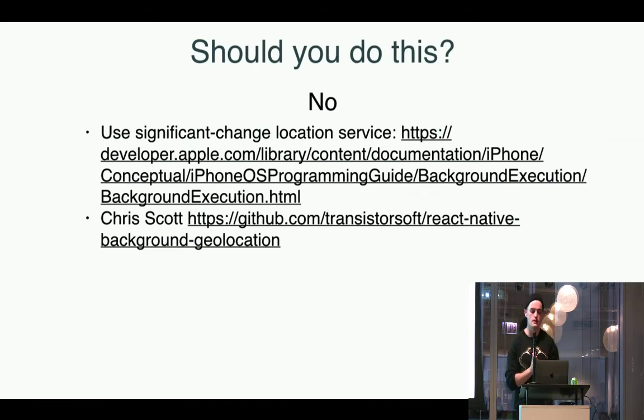The other option, if you really don't want to deal with a lot of this native stuff, is Chris Scott from TransistorSoft. He has a really awesome library, React Native background geolocation. He is a super responsive guy. The iOS version is open source and free. He charges like $400 for the Android version, which would be a lot less expensive than hiring me to hand roll something for you.